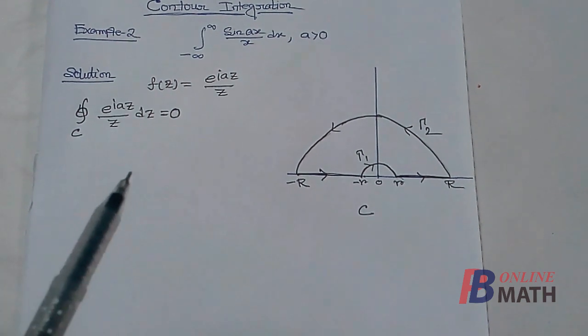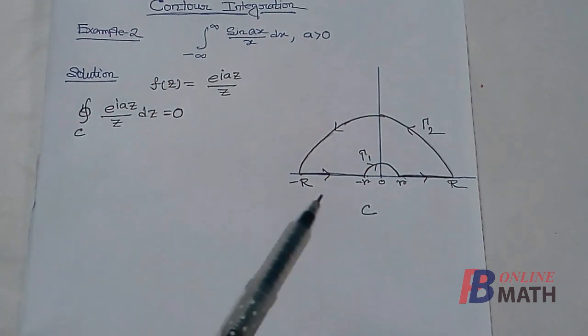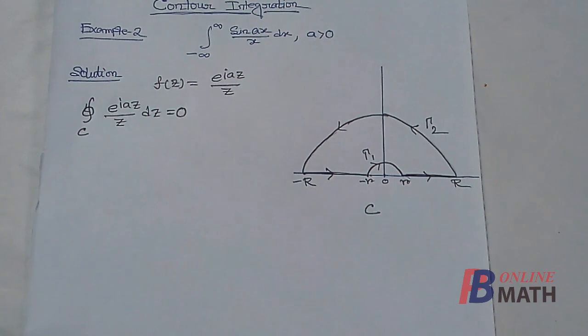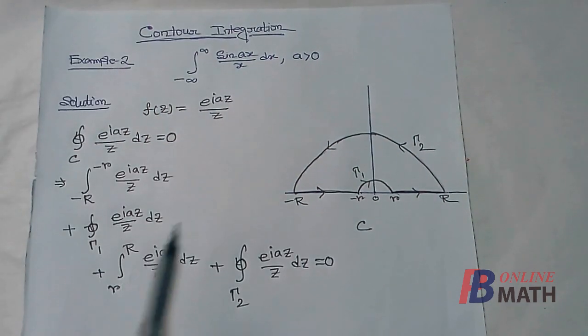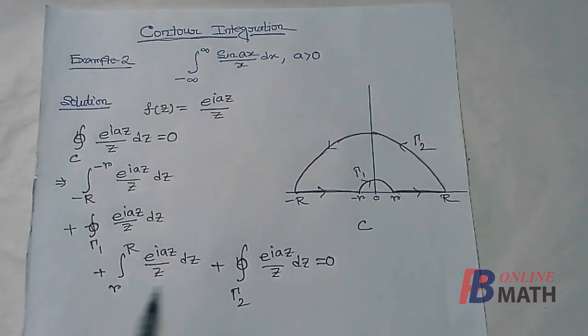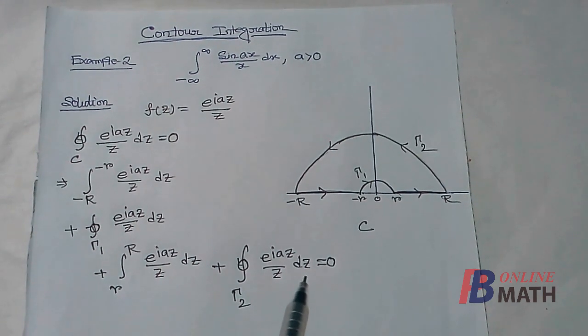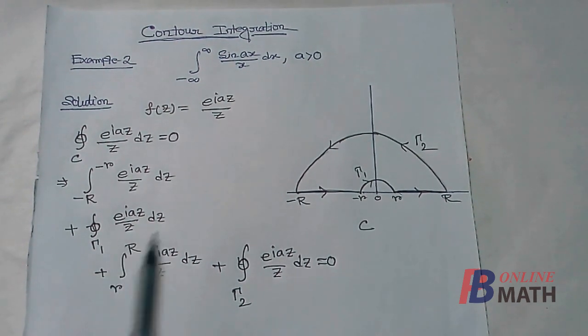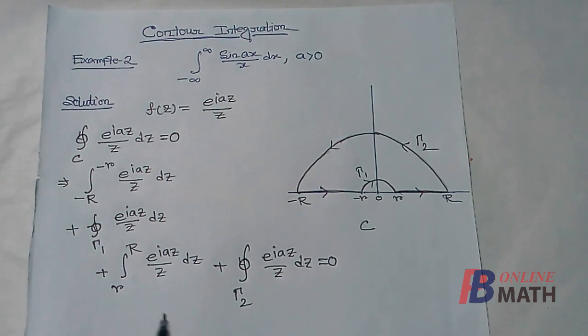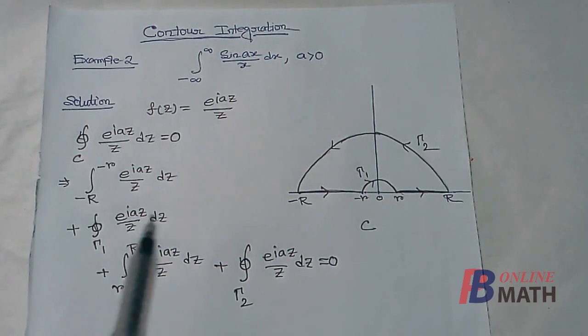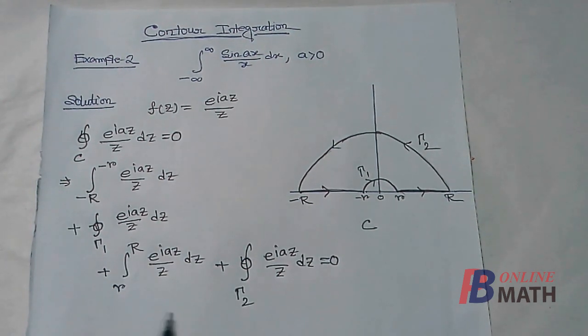Now we can break the integral into 4 parts along these 4 paths of the contour. Now breaking the integral into 4 parts, we find that the sum of these 4 integrals is equal to 0, where these 4 integrals are taken along these 4 paths. So we have to compute the values of each of these 4 integrals.